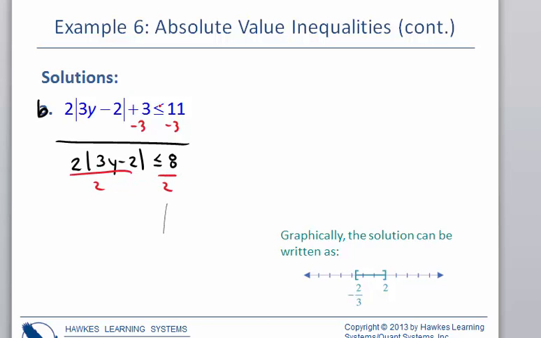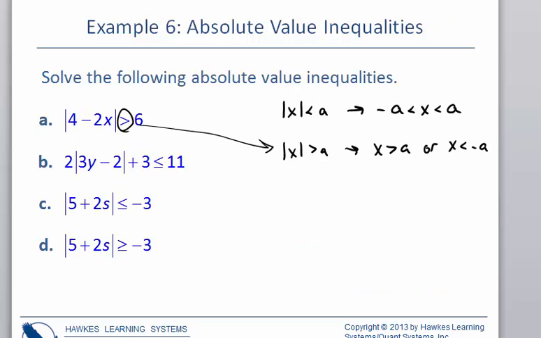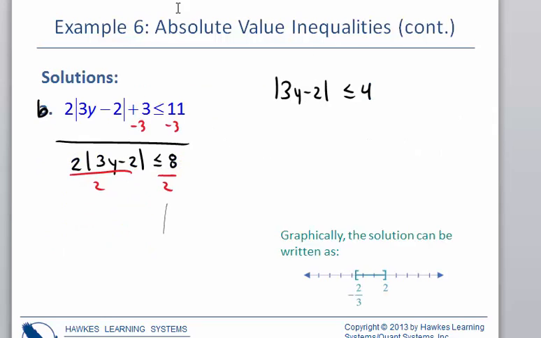And then I'm going to divide by 2, which gives me the absolute value of 3y minus 2 is less than or equal to 4. Now, recall that if we're working a less than problem, we want to set it up this way, with a combined inequality with 3 parts. So we're going to take this 3y minus 2, and we're going to sort of sandwich it in between the positive and the negative 4. And then we'll work at solving that inequality.